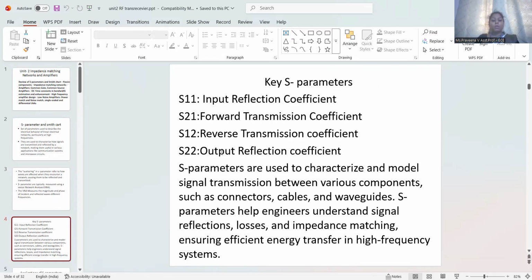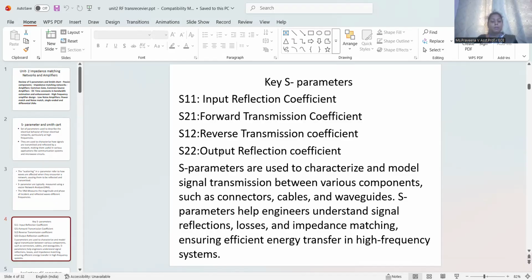I have already told you there will be four parameters for a two-port network. What are they? S11, S12, S21, and S22. S11 is the input reflection coefficient. That is, we have to consider it from right to left. Okay? Input reflection coefficient is the portion of the input signal that is reflected back from port 1 due to the impedance mismatch. And S21 is the forward transmission coefficient. It represents the portion of the input signal that is successfully transmitted from port 1 to port 2.